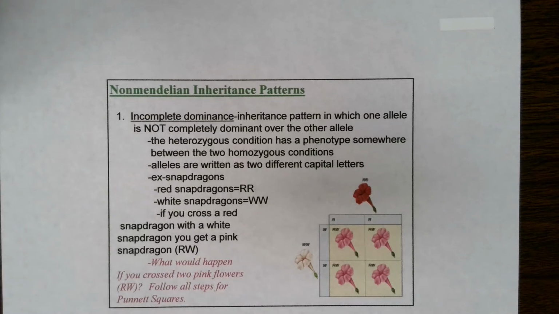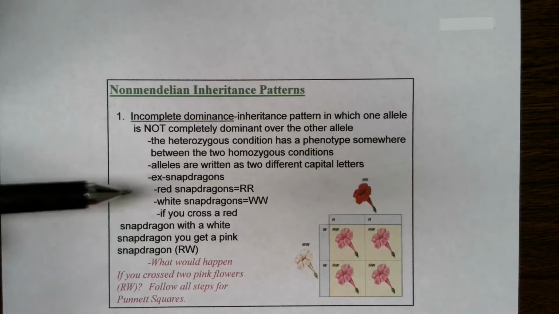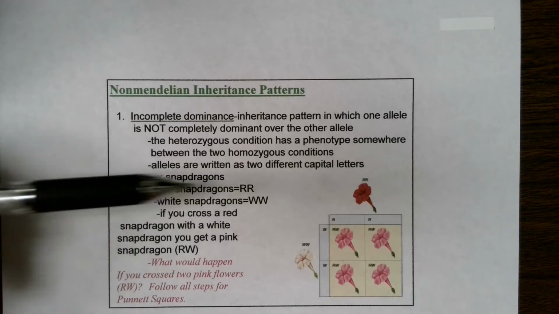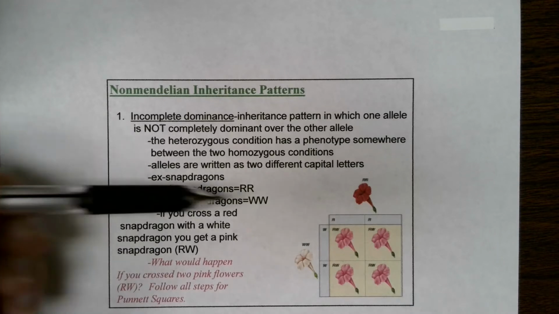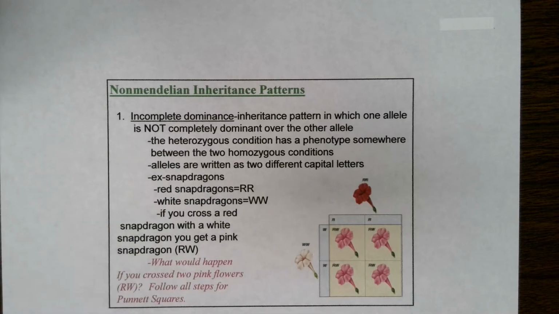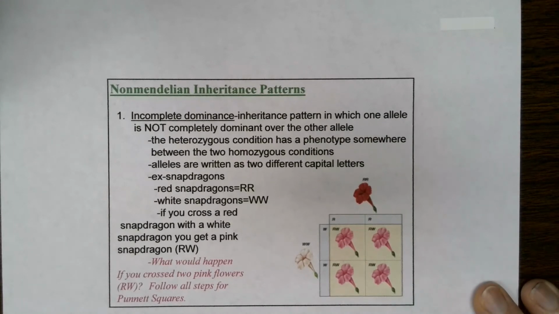Anytime we write alleles for incomplete dominance, we use two different capital letters, right? So in this particular example, in snapdragons, which are a type of flower, if you cross a red snapdragon that's homozygous, and we can just use R's for that, with a white snapdragon that's also homozygous, and we'll use W's, then you get a pink snapdragon that's going to be heterozygous, okay, with an RW genotype, right? Now, we could put the W's in front of the R there. That's kind of irrelevant, okay?